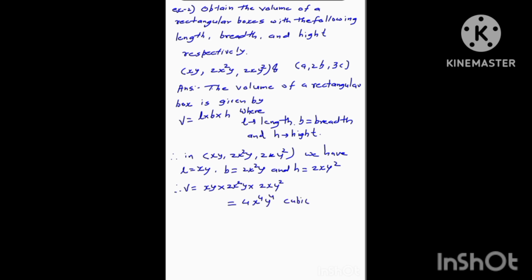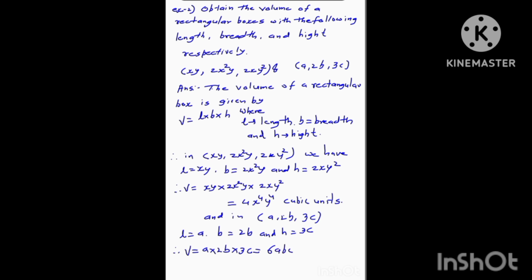Don't forget to write the units. As you are dealing with volume, it will be cubic units. Remember this. Okay, cubic units, because you are finding volume. Okay, and the next one is a, 2b and 3c. So L is equal to a, b equal to 2b and h equal to 3c. So V equal to a into 2b into 3c is 6abc. Very simple. Cubic units. Okay.